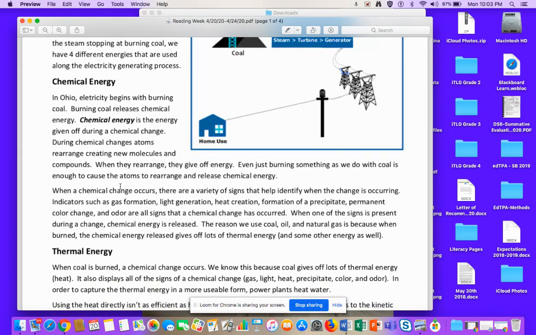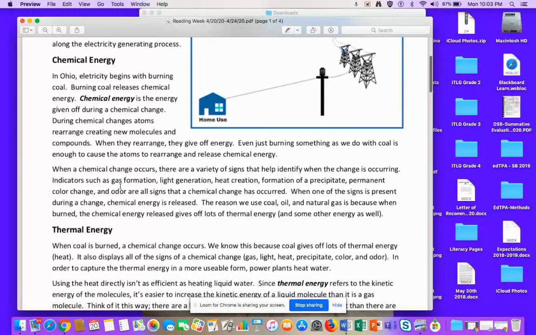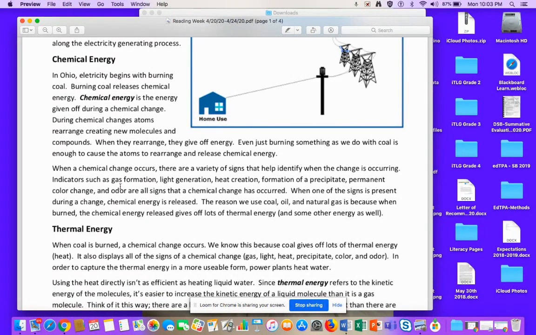Even just burning something as we do with coal is enough to cause the atoms to rearrange and release chemical energy. When a chemical change occurs, there are a variety of signs that help identify when the change is occurring. Indicators such as gas formation, light generation, heat creation, formation of a precipitate, permanent color change, and odor are all signs that a chemical change has occurred. When one of the signs is present during a change, chemical energy is released. The reason we use coal, oil, and natural gas is because when burned, the chemical energy released gives off lots of thermal energy and some other energy as well.